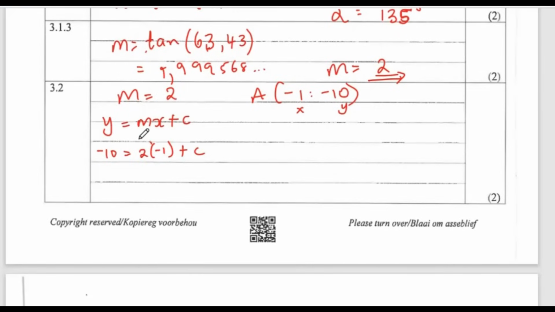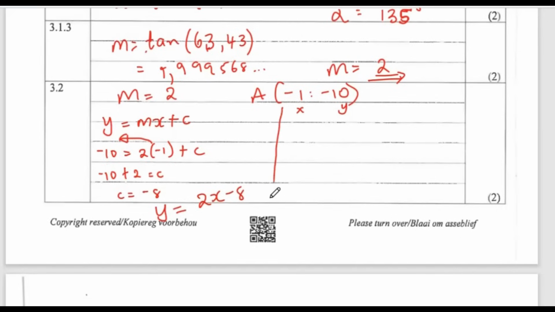Then I'll move this to that side. So that's going to be -10 plus 2 is equal to c. So my c is -8. And that is done. I just rewrite it as 2x minus 8.